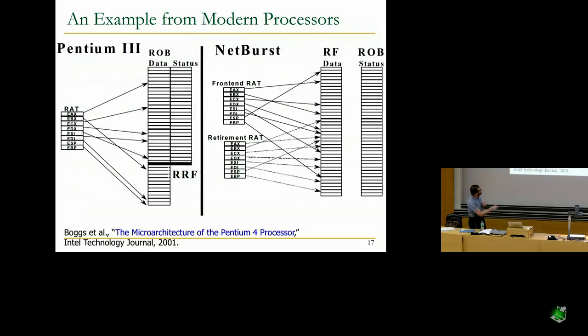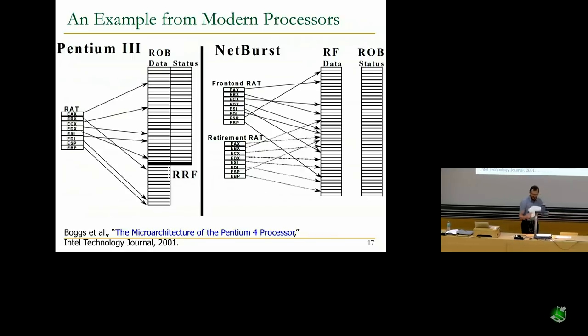And if you look at this, I'll actually show this over here. This is the Pentium 4. The Pentium 4 has this front-end register alias table, and the retirement register alias table, the architectural register alias table. And you can see that this is the register file. It's actually a physical register file, just like I showed you earlier. It's a single register file that houses all of the registers. And you can see that some of those registers are architectural. These are the architectural state. They point to the architectural state over here. And some of them are rename registers. And you can see that the reorder buffer keeps the status.